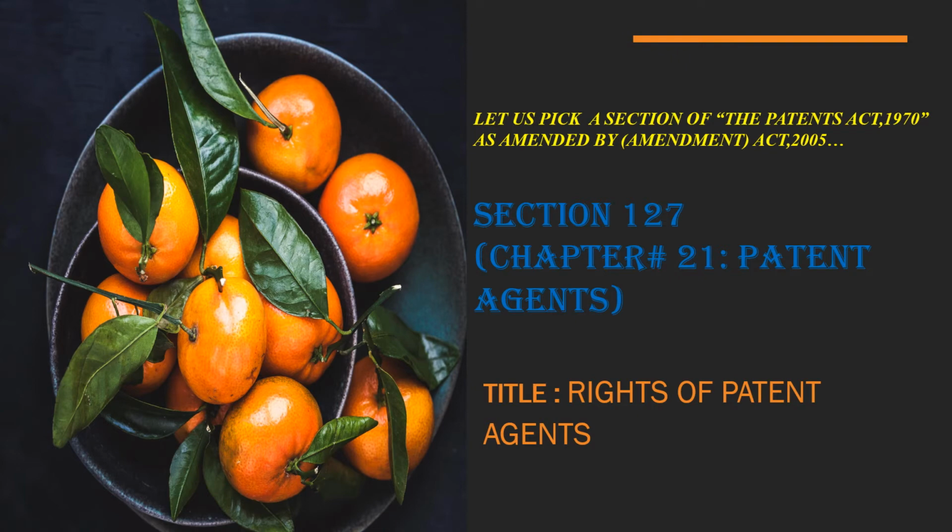So friends, let us pick a section of the Patents Act 1970 as amended by Amendment Act 2005. The section I have picked up is Section 127, which comes from Chapter 21 and whose title is Patent Agents. That means the title for Chapter 21 is Patent Agents. And we can see here, friends, the title for Section 127 is Rights of Patent Agents. So we can just mark it here like this. Okay, so let us proceed.